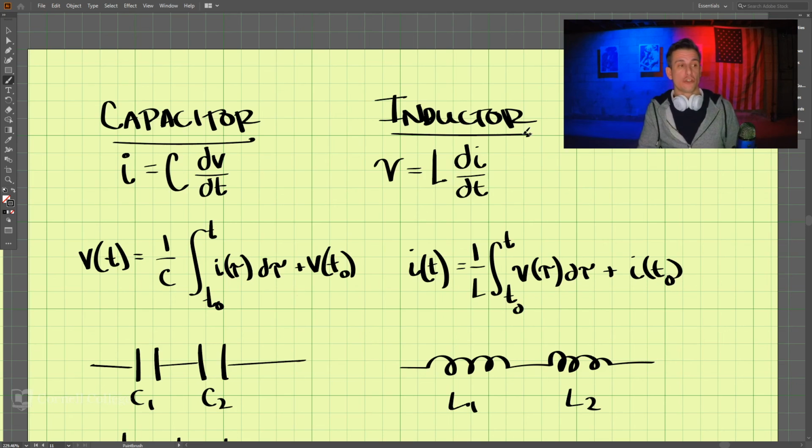And they both store energy. The capacitor stores energy in an electric field. The inductor stores energy in a magnetic field. So there are differences, but they both can store energy and they are both passive devices.